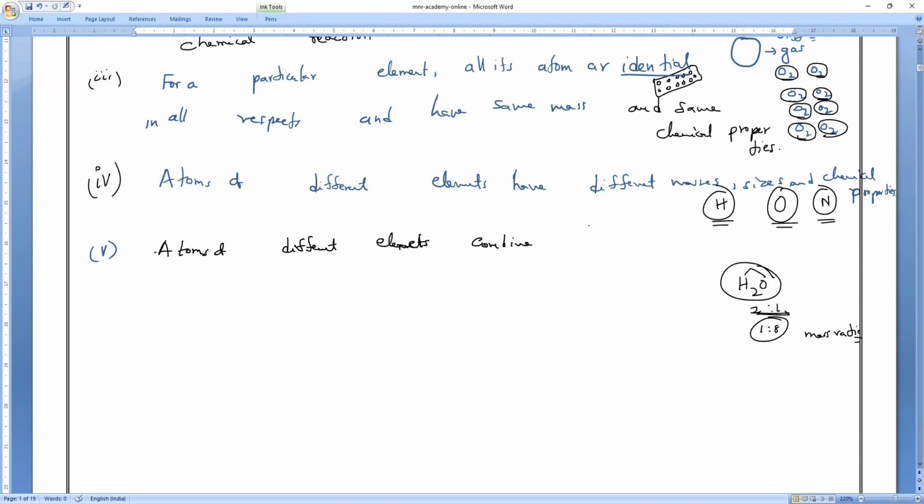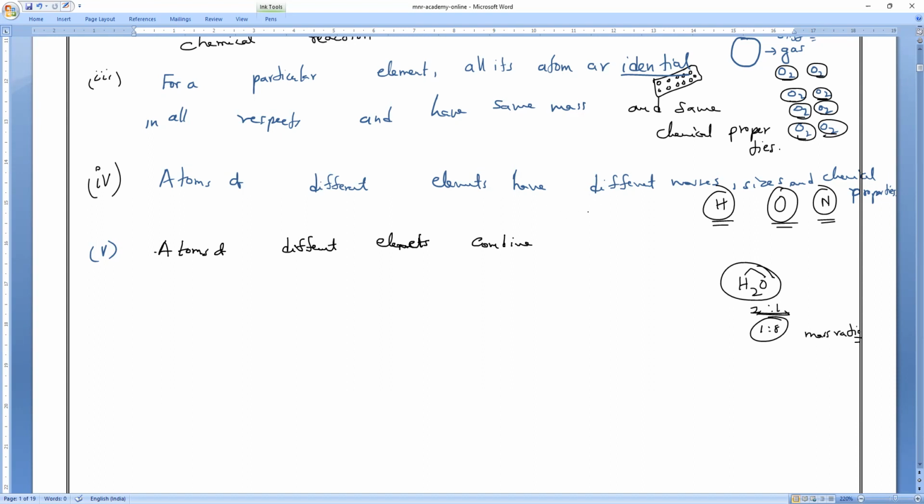Sir, did they prove the atoms of different elements theory? Some points are proved, some points are invalid. That's what we'll study, the drawbacks of Dalton's atomic theory. They will come in the next chapter, but of course we'll study that, no problem.